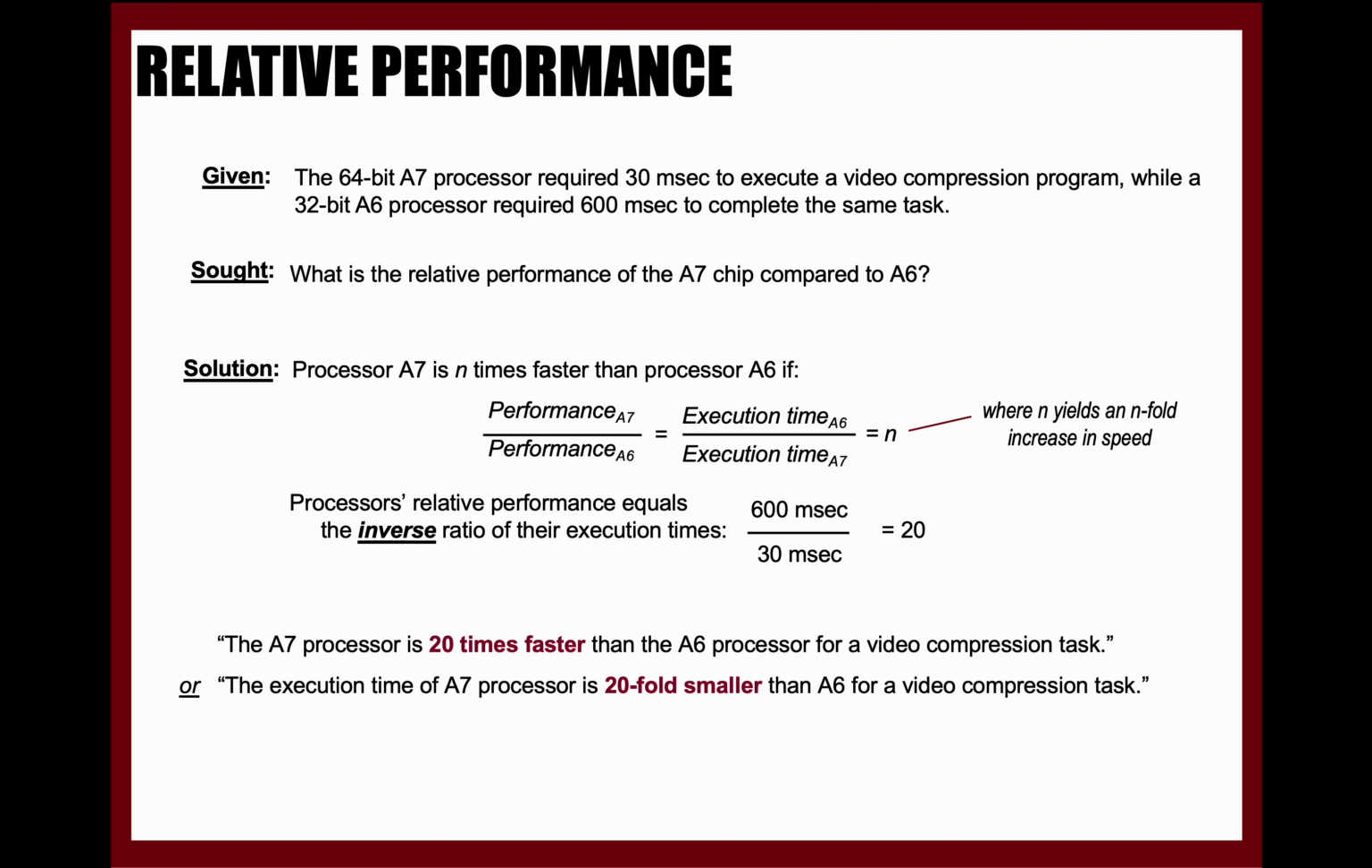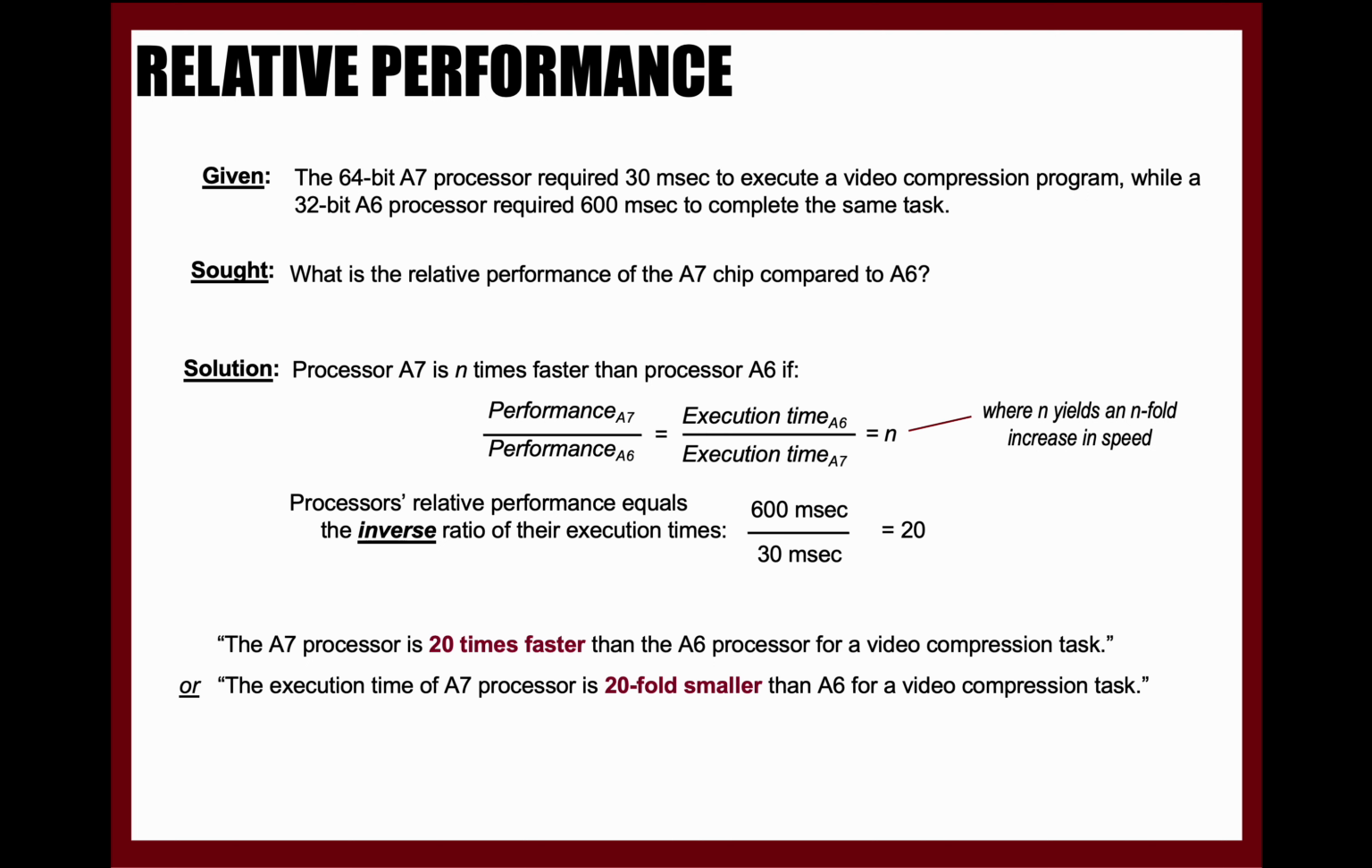Building on the understanding of performance, let's examine a practical example that focuses on the concept of relative performance between two processors. We have two processors. The first one, a 64-bit A7, takes 30 milliseconds to execute a video compression program. The second, a 32-bit A6 processor, requires a significantly longer 600 milliseconds to complete the same task.